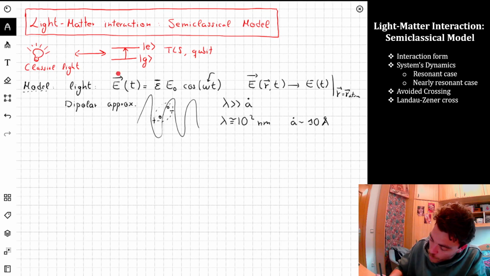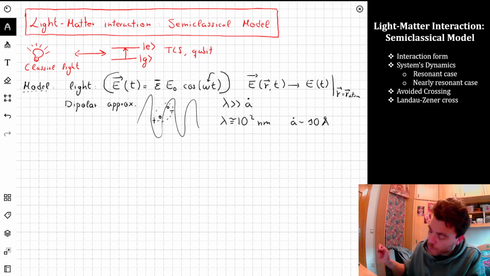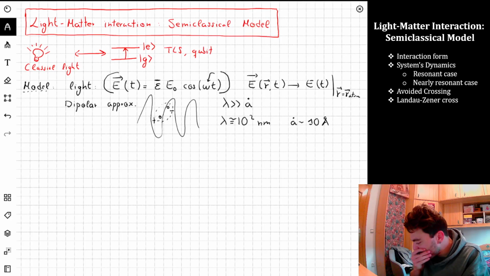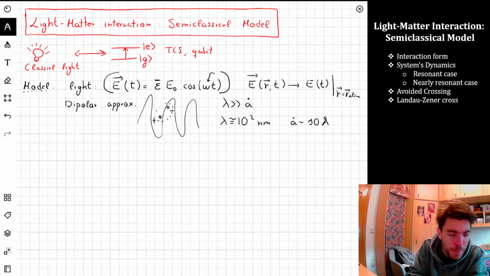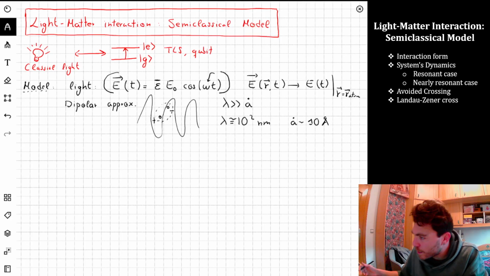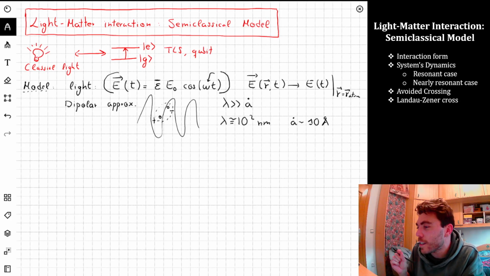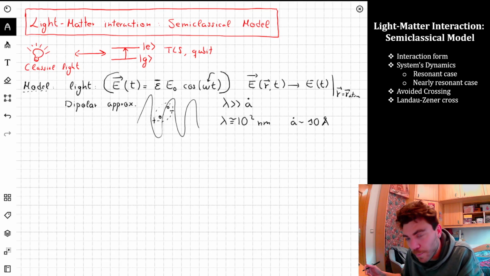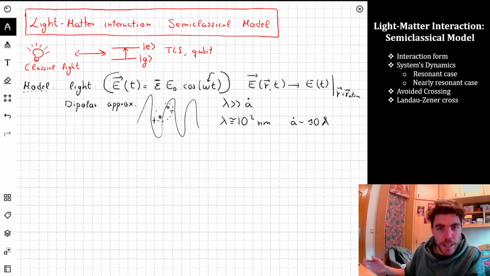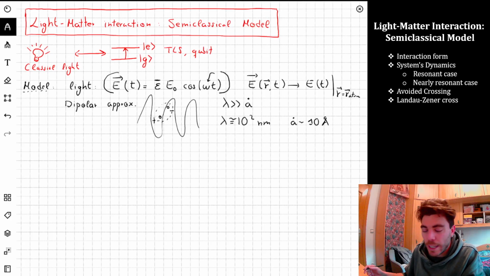That's why we can write something like this, and we are fine with it. This is a very good approximation in general terms, and it's the first approximation one would do. If this is not the case, then we enter another field of physics, which is nanophotonics. That is when the wavelength is at the size of whatever structure you have, in our case, a single atom. And this is a field in itself that maybe we can cover in the channel in the future. But for now, let's consider this case.